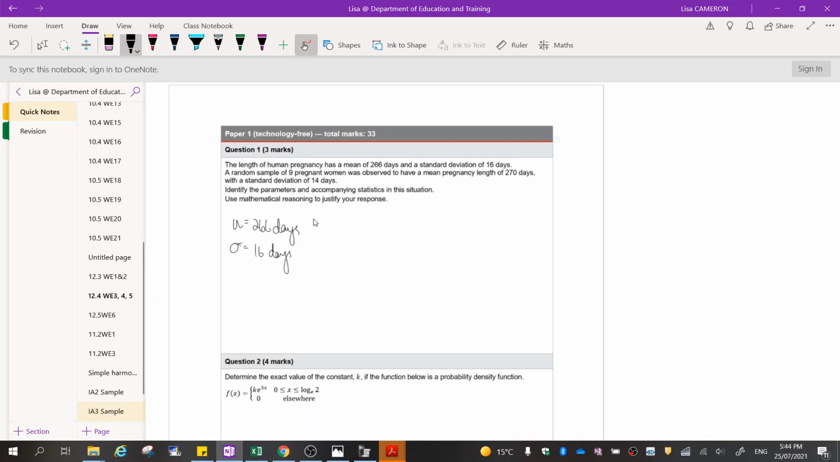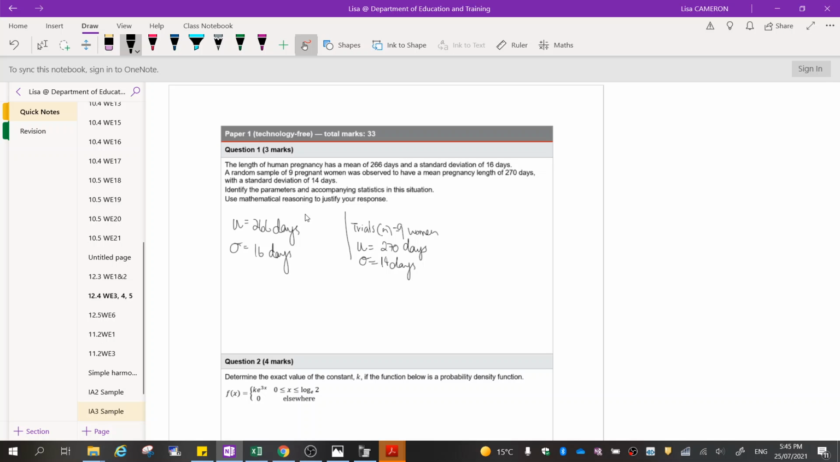A random sample of 9 pregnant women, so that would be our trials, or N, is equal to 9, was observed to have a mean pregnancy. Now this is the mean of the sample, 270 days. I'm just going to write women next to that so I remember. And a standard deviation of 14 days. Okay, identify the parameters and accompanying statistics in this situation. Use mathematical reasoning to justify your response.